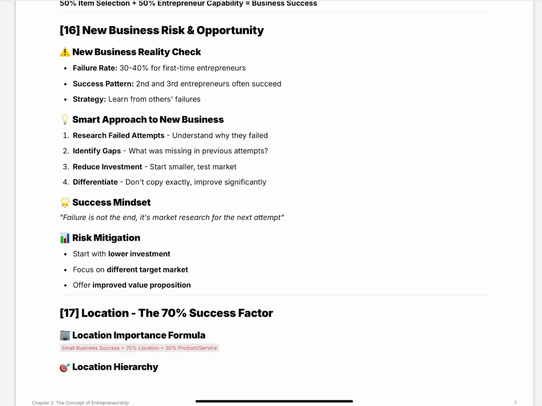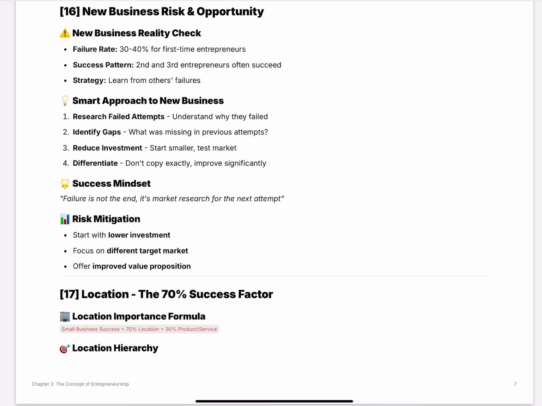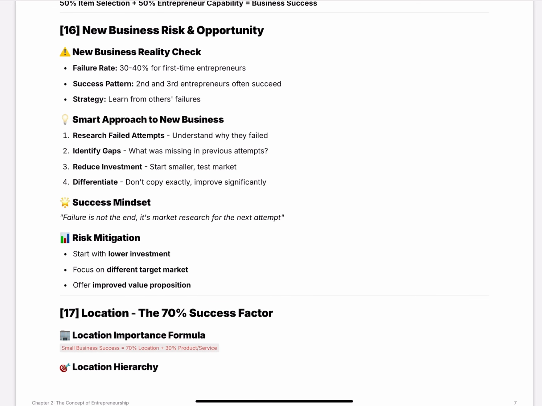So as I said before, the statistics might surprise you. For new business concepts, first-time entrepreneurs have a 30 to 40% failure rate. That's not meant to discourage you. It is meant to help you plan better. And here is what's interesting. Second and third entrepreneurs in the same industry often succeed where first-timers fail. Why? Because they learned from the failures of others.